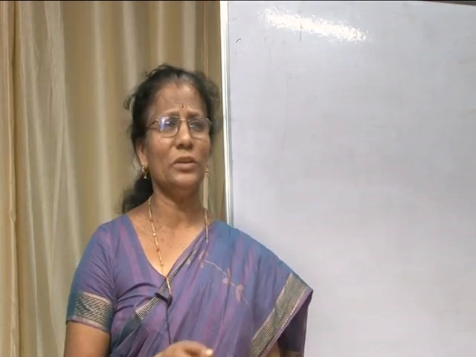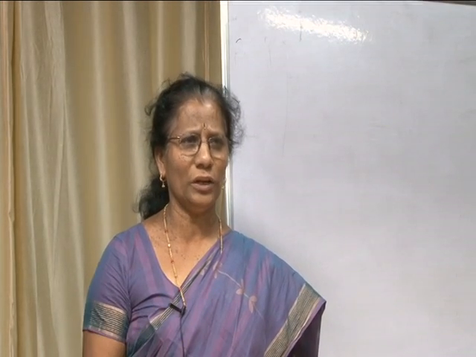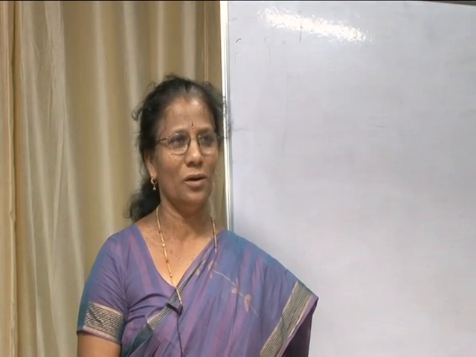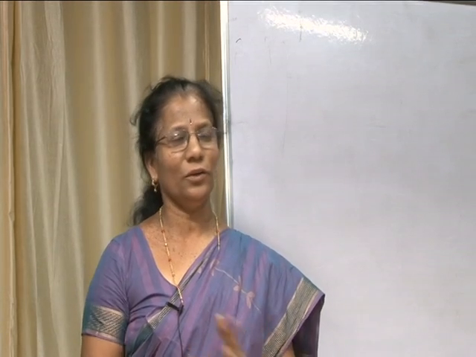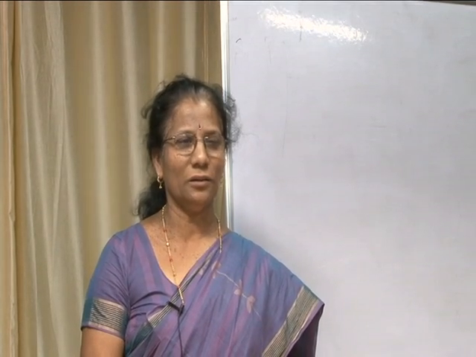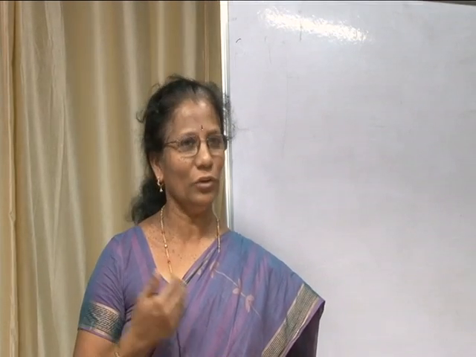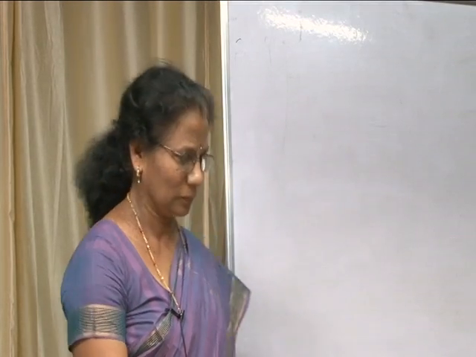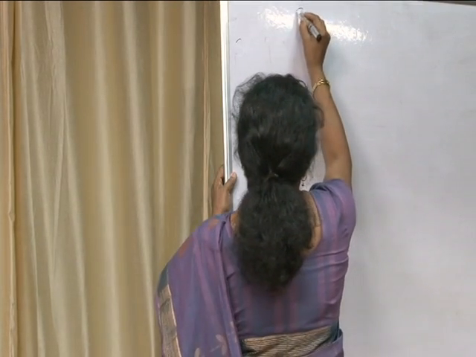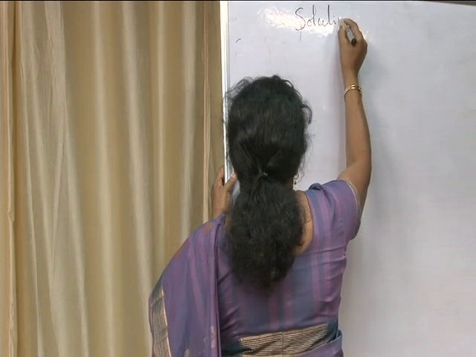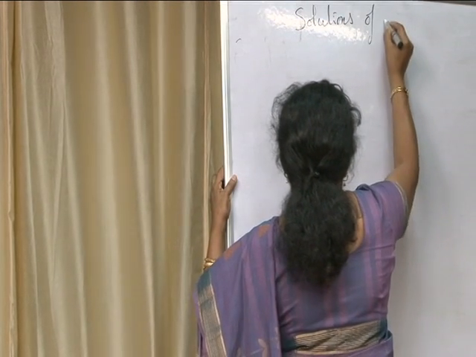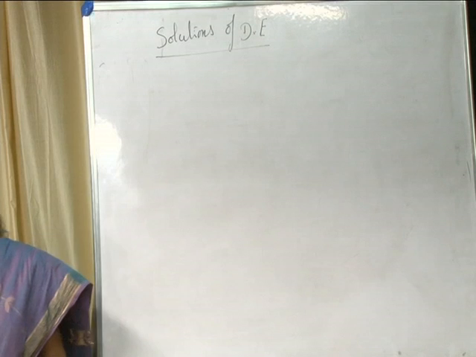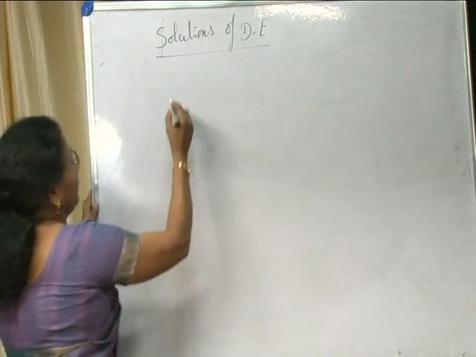So when the derivative is given, how to find the original function? We know it very well. By integration, we can easily find the original function. The same method we are going to follow here, but some certain conditions are there. Directly if we integrate it, we won't get it. So we have to write in the proper order, then only we can integrate, then we will get the solution of the differential equation. The first method of solving the differential equation is variable separable.